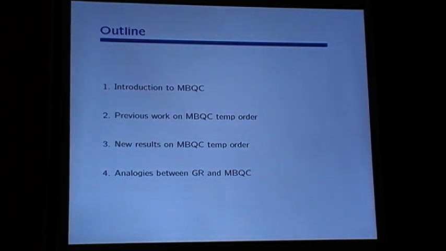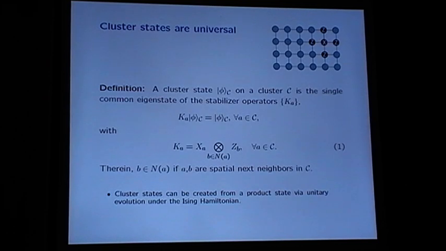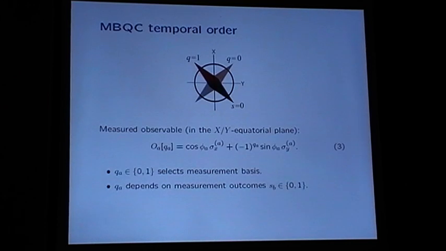So that was my intended outline. I wanted to start with an introduction to measurement-based quantum computation, and I'm in the middle of it, and then review some previous work on temporal order in measurement-based quantum computation, then review our results, and then come to the outrageous part. So I need to shorten this up a little bit, and now you start to see me skipping. And I think I skipped the definition of the resource state.